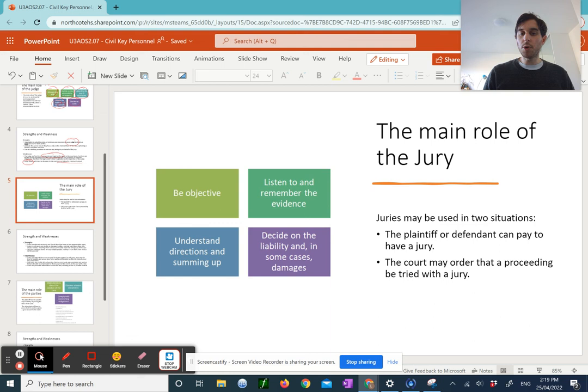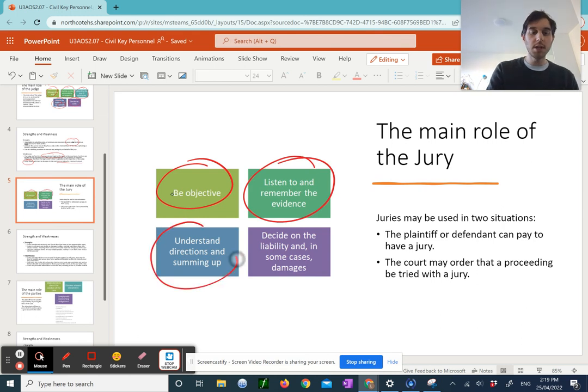Now let's have a look at what the jury does in a civil case. It's pretty similar to a criminal case. They have to remain objective and unbiased. They have to listen to and remember the evidence. They have to listen to the judge about what the law is and how to apply it. And if there is a civil jury, they actually get a little bit more power than a criminal jury does.